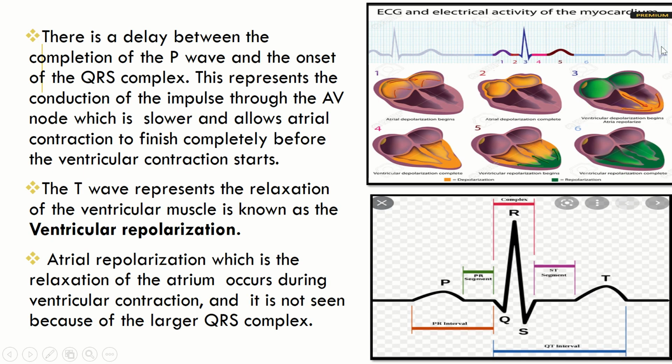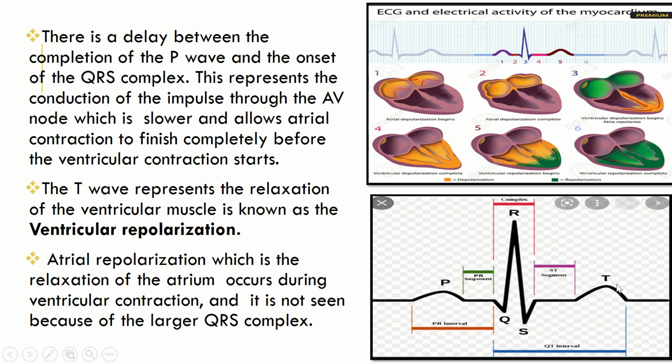The atrium will relax and the ventricle will start their contraction. So that's why there is a small delay. This PR segment is there. Okay. So the T wave represents the relaxation of the ventricular muscles, known as the ventricular repolarization.